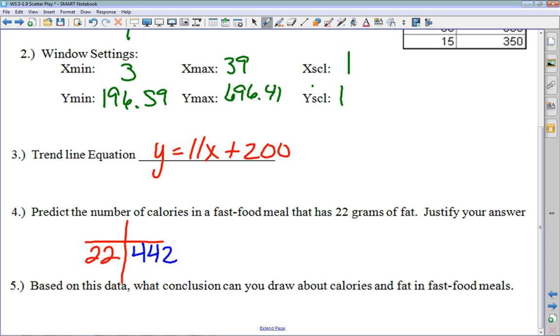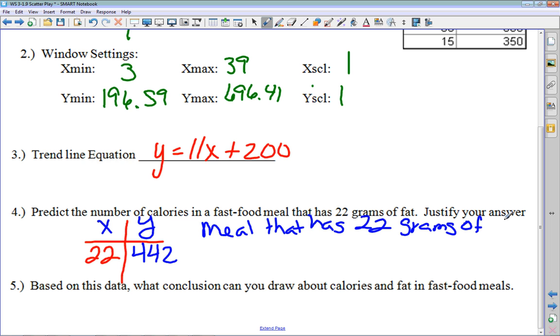So this is saying, okay, remember this is X and Y. That's saying that a meal that has 22 grams of fat will have 442 calories.